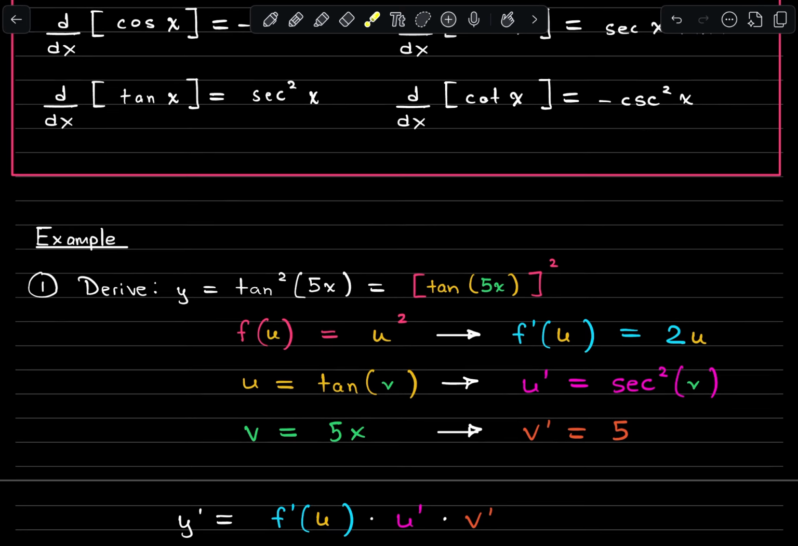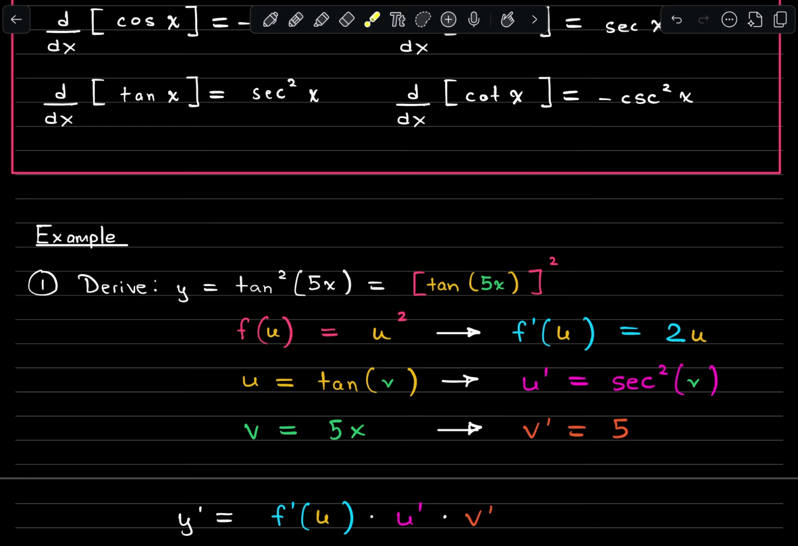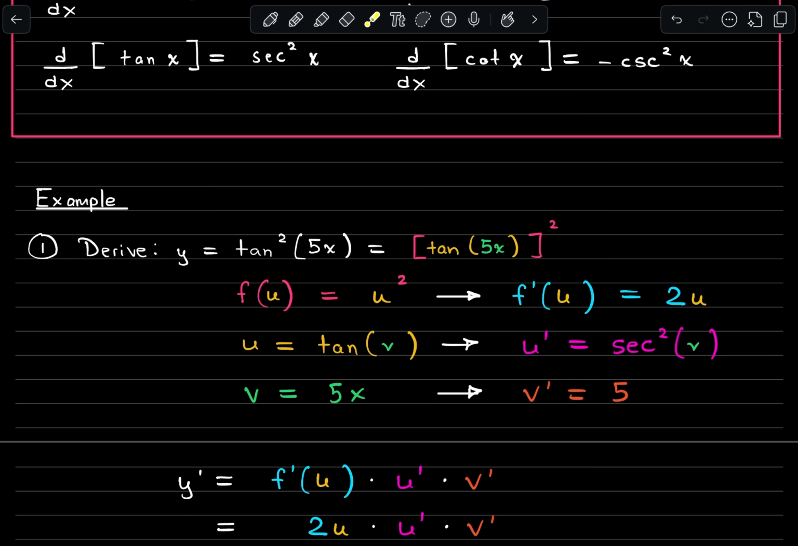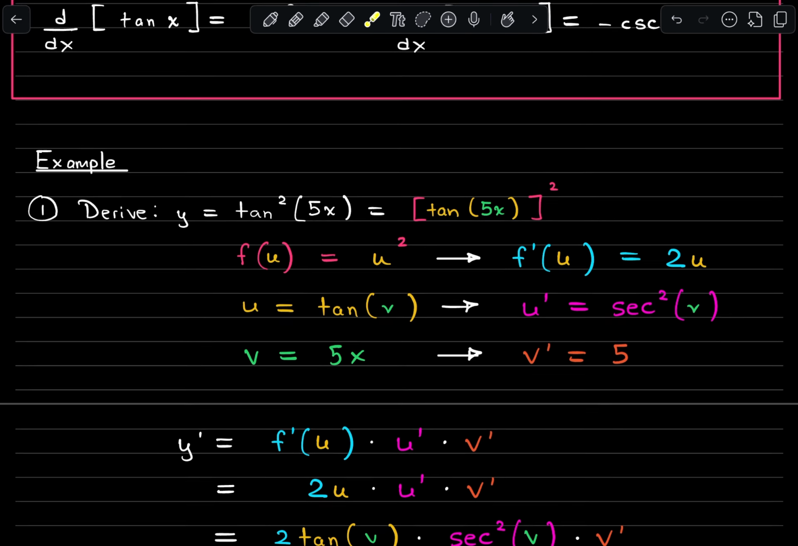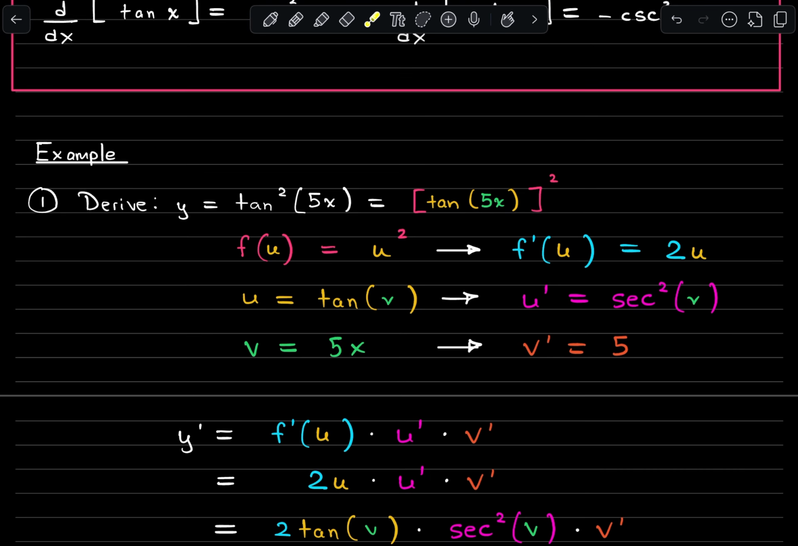And then we're going to put them together piece by piece. So derivative in general, y prime is going to be derivative of each layer multiplied. F prime of u times u prime times v prime. And you could say, this is u prime of v, v prime of x if you really wanted to, but it's fine. Okay, so I'm just putting everything in one by one. F prime of u is 2u times u prime times v prime.